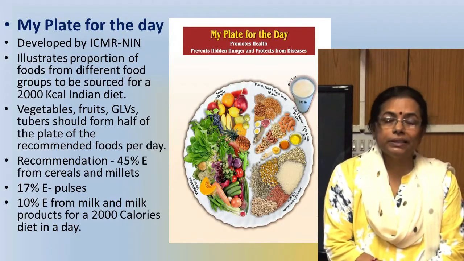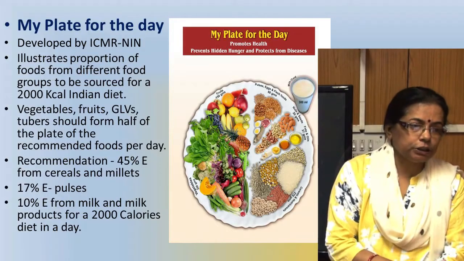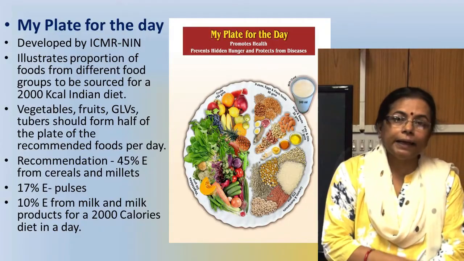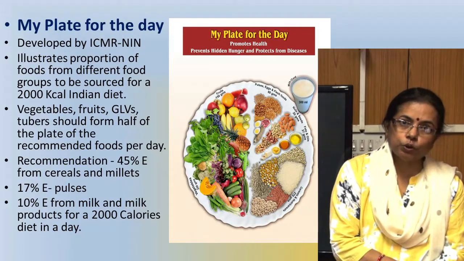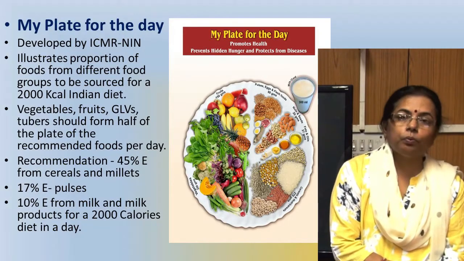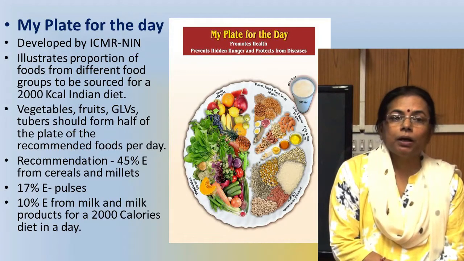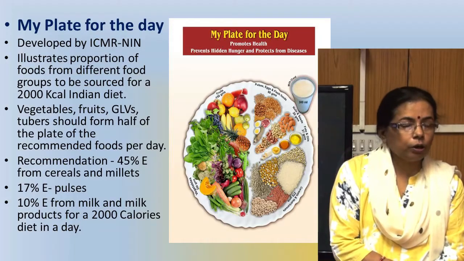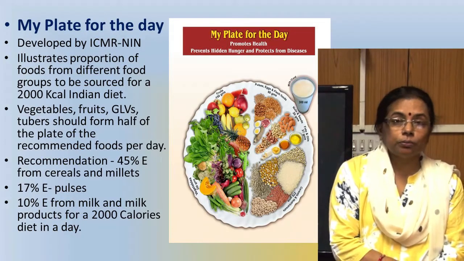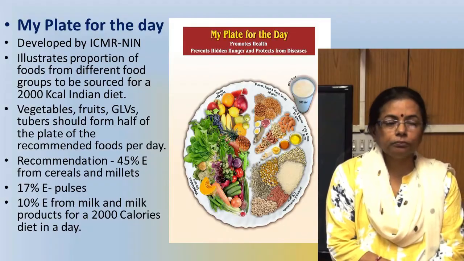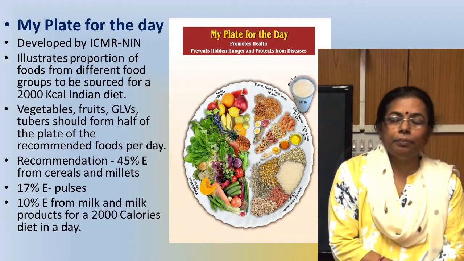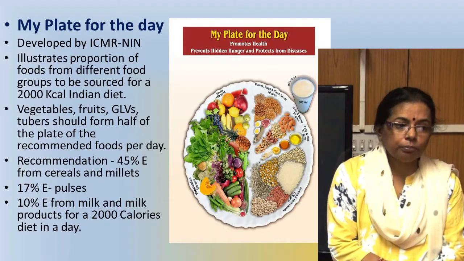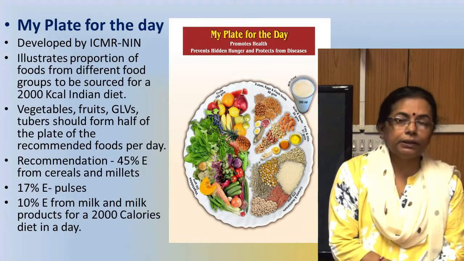made from cereals and millets. 17% of total energy should come from pulses. 10% of total energy should come from milk and milk products. And fat should contribute less than or equal to 20% of the total calories. The intake of vegetables should be 350 grams. Intake of fruits should be 150 grams.